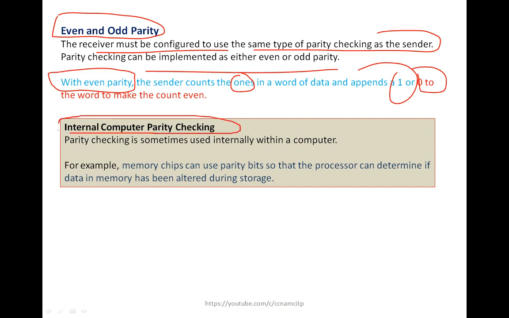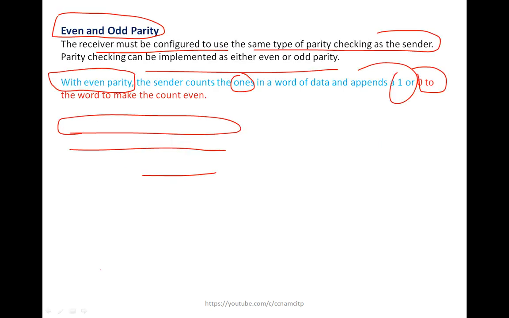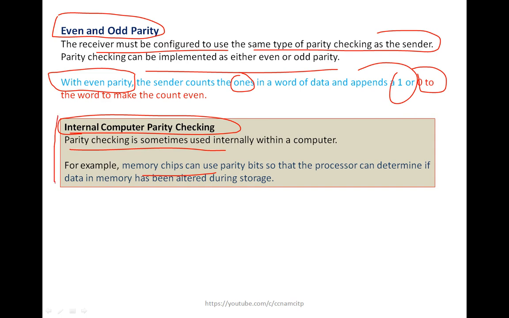Internal computer parity checking. Guys, there is an internal check also. Parity checking is sometimes used internally within a computer itself. For example, certain memory chips use parity bits so that the processor can determine if data in memory has been altered during storage. So there are certain technologies available here. I was talking about 1 and 0, guys. As you can see here, 1 will be your odd and 0 will be even. They will count like this throughout the parity check. As I told you, there is internal parity checking inside the computer, so the processor can itself determine that any data we are saving in the computer is not altered and is okay.